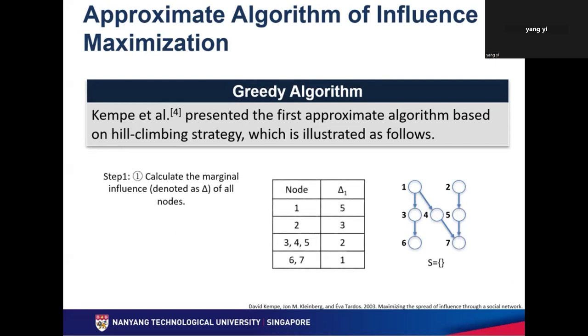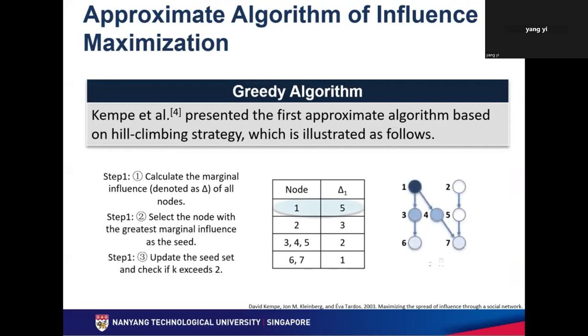First, calculate the marginal influence of all nodes. Maybe the calculation can work in a Monte Carlo simulation way. For each node, 1, 2, 3, 4, 5, 6, 7, we can calculate the marginal influence first. One can influence 3, 4, 6, 7, and oneself. So the influence is 5, right? So we can list this table. In the first iteration, we select the node with the greatest marginal influence as a seed. The first seed is V1, right?